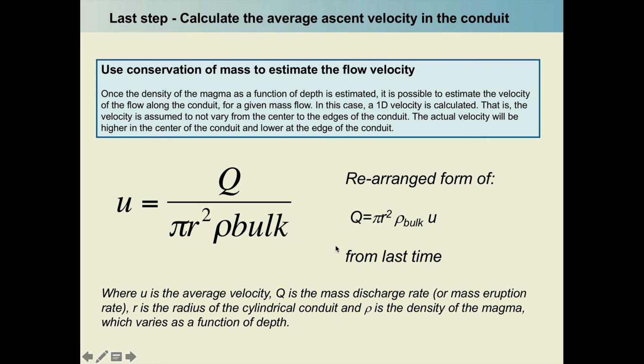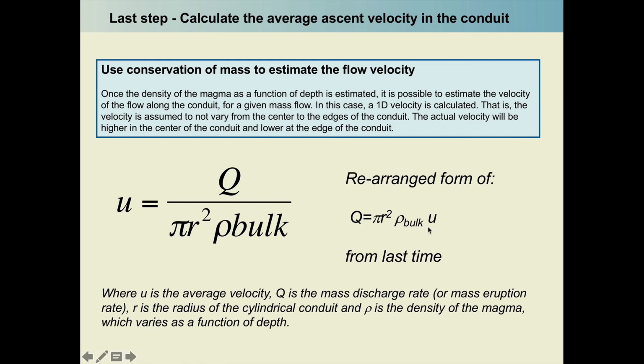So we're going to use a rearranged form of mass flow from last time, where Q is mass discharge rate or mass eruption rate in kilograms per second. U is average velocity. Pi r squared, that's an area term. R is the radius of the cylindrical conduit. And then rho bulk is the bulk density of the magma, which varies as a function of depth. And that's what you calculated in the prior slides.